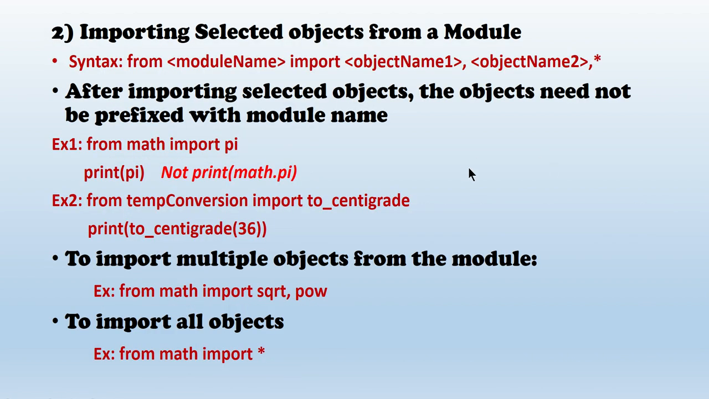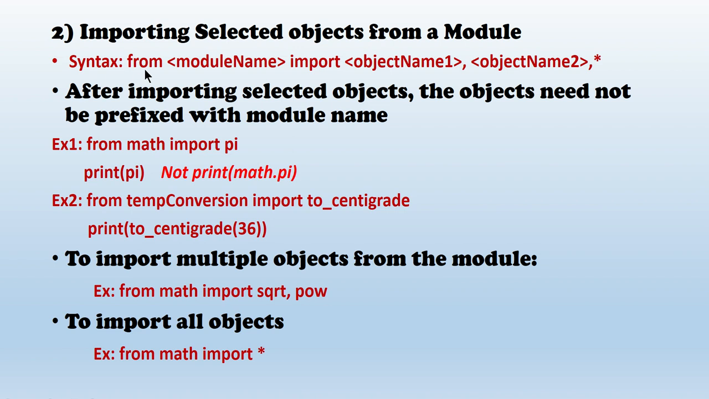The next method to import is this: it is not necessary to import the entire module. You can also import just the required function alone from the module. So the second method is importing selected objects from a module. How can you import only the objects that you are looking for? The syntax is this.